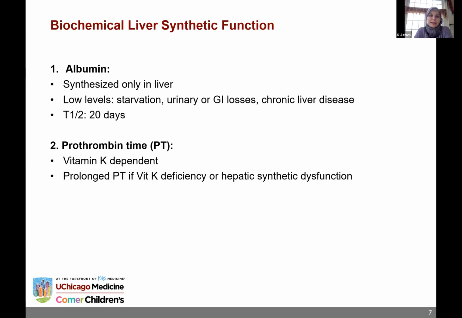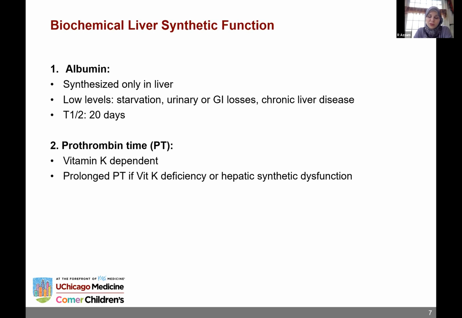The first one is protein, albumin, and albumin is only synthesized in the liver. So when you have a patient with hypoalbuminemia, things that should come to mind are either the patient is not getting enough protein in their diet, or they are not making enough protein, and that's liver disease, or they are losing protein, and then you will have to check their urine and their GI losses.